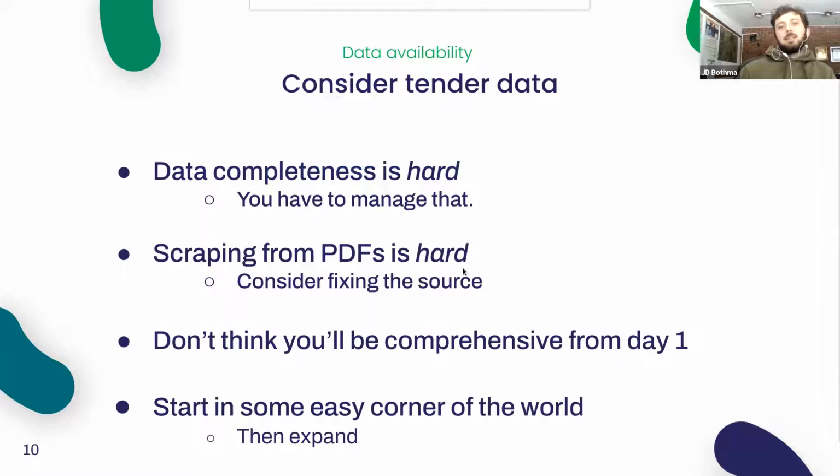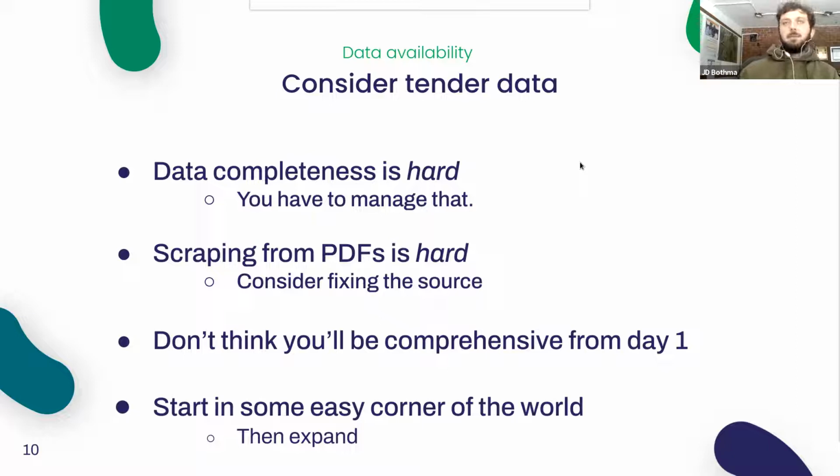Continuing with tender data, I've mentioned getting complete data is hard, it's unrealistic. There's a lot of data in PDFs, but scraping from PDFs is hard. And just because you can do it now doesn't mean you can do it next week or next month when they change the format, because they're formatting this for humans to see and read. They might be doing it in Word. You never know how it's going to come out.